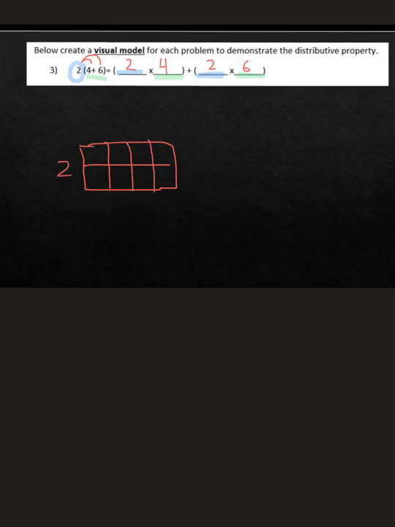So that would be a 2 by 4. If you have a plus sign up there, you're going to have a plus sign in between these two arrays. And then we do our 2 by 6. So 2, split it right there, and 6 columns.